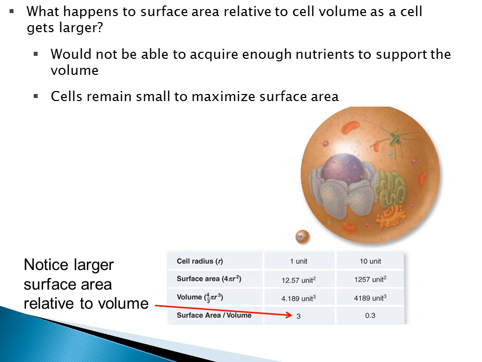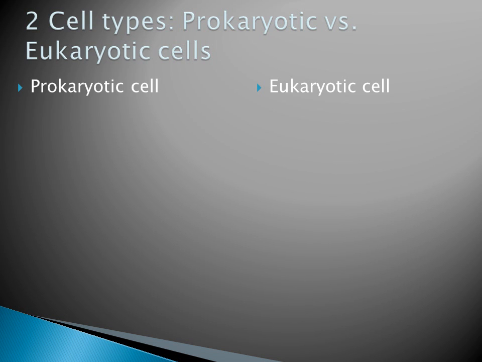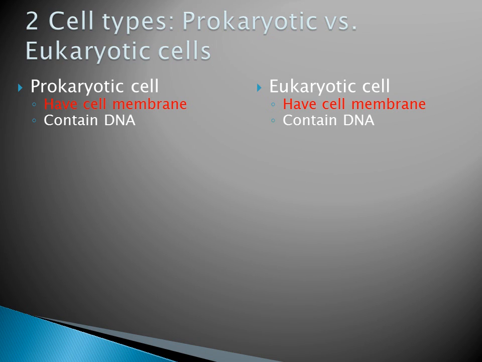So now that we've explored the surface area to volume ratio and why cells remain small, let's look at some different cell types. Prokaryotic cells versus eukaryotic cells. We're going to first look at similarities. All cells have a cell membrane. This surrounds them. So both prokaryotic and eukaryotic cells have a cell membrane. Both of them contain that blueprint. They both contain DNA. Both cell types have ribosomes.